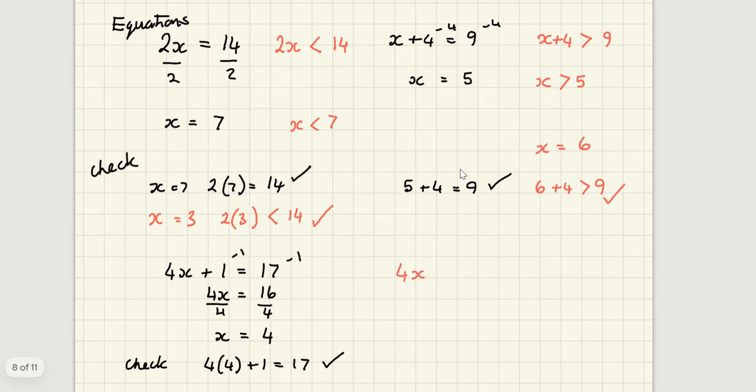What about this one? Well, let's turn it into an inequality. 4x plus 1 should be less than or equal to 17. Well, the equals is 4, so in this case we've decided that x should be less than or equal to 4. How do I do my check? 4 times, give me a number less than 4. 1. 4 times 1 plus 1 should be less than or equal to 17. 4 plus 1 is 5. 5 is less. So I think I'm correct.